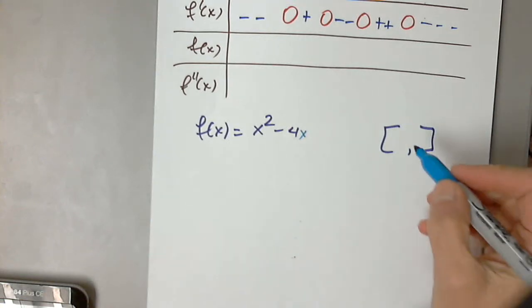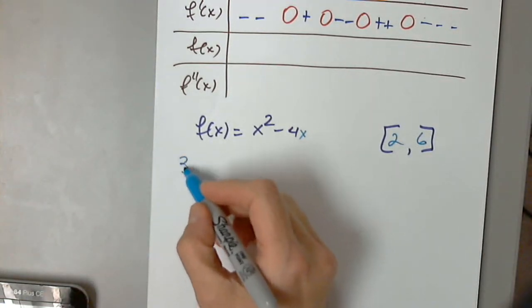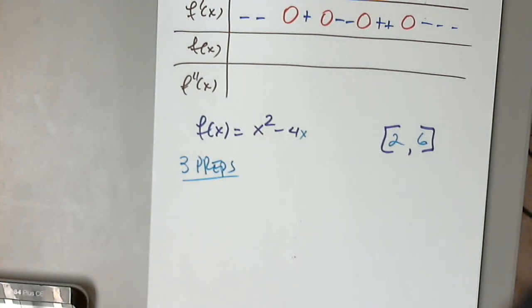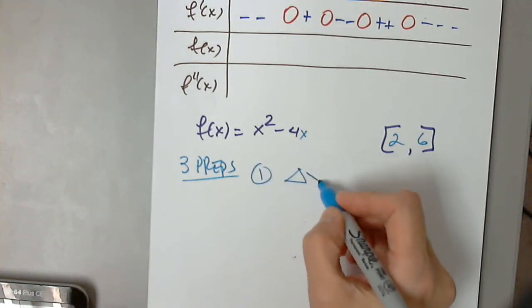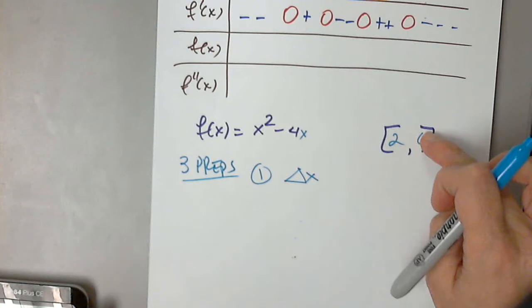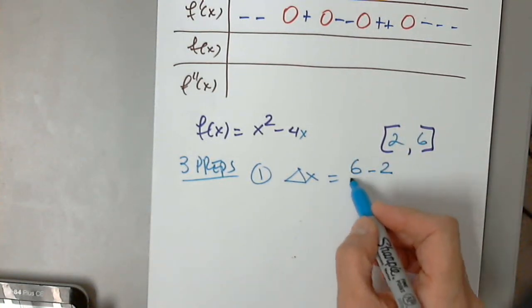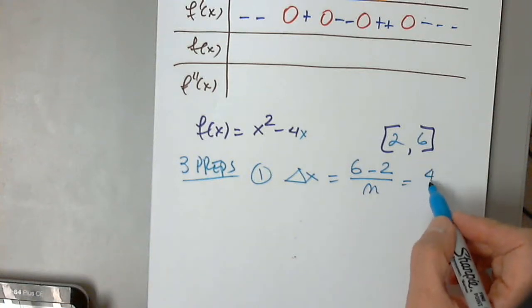Excellent. Remember, we need 3 preps, mandatory before you put everything together in the limit of the Riemann sum. And the first prep must be delta x. So what does delta x equal to? By definition, it is b minus a divided by n. b minus a divided by n, which is 4 over n.